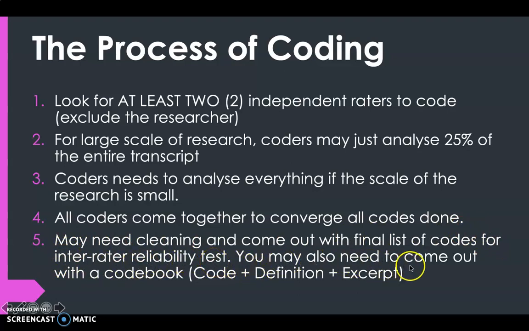You may also need to come up with a codebook after you have a final list of codes. A codebook means you have a list of codes with the definitions and examples from the transcript. We call it an excerpt. You can just come up with one excerpt out of so many people talking about the same thing, let's say.